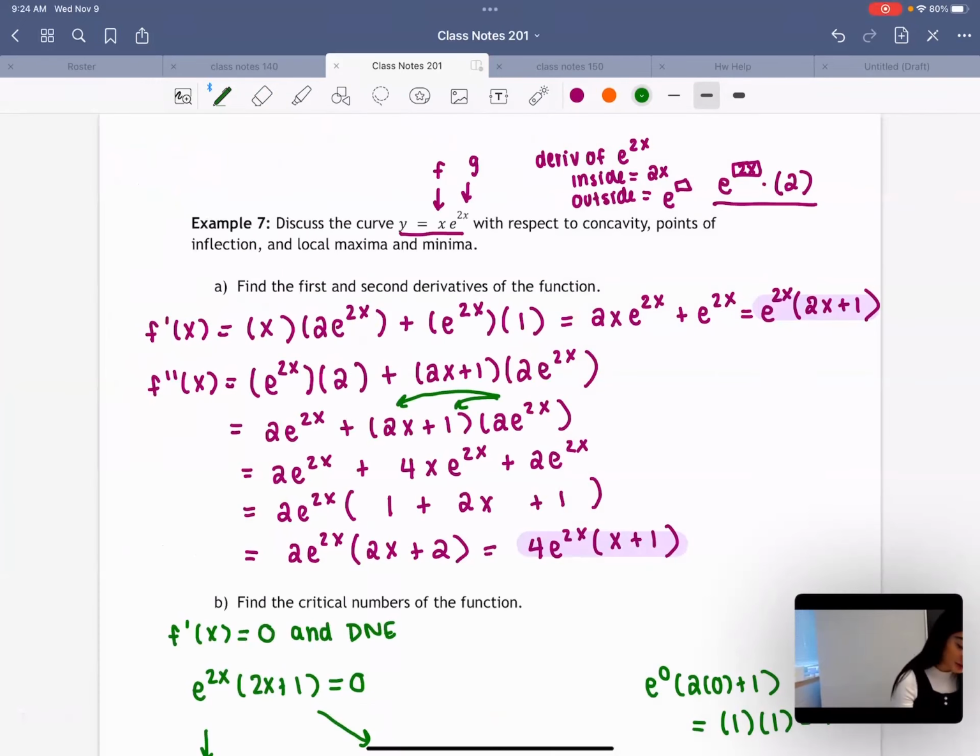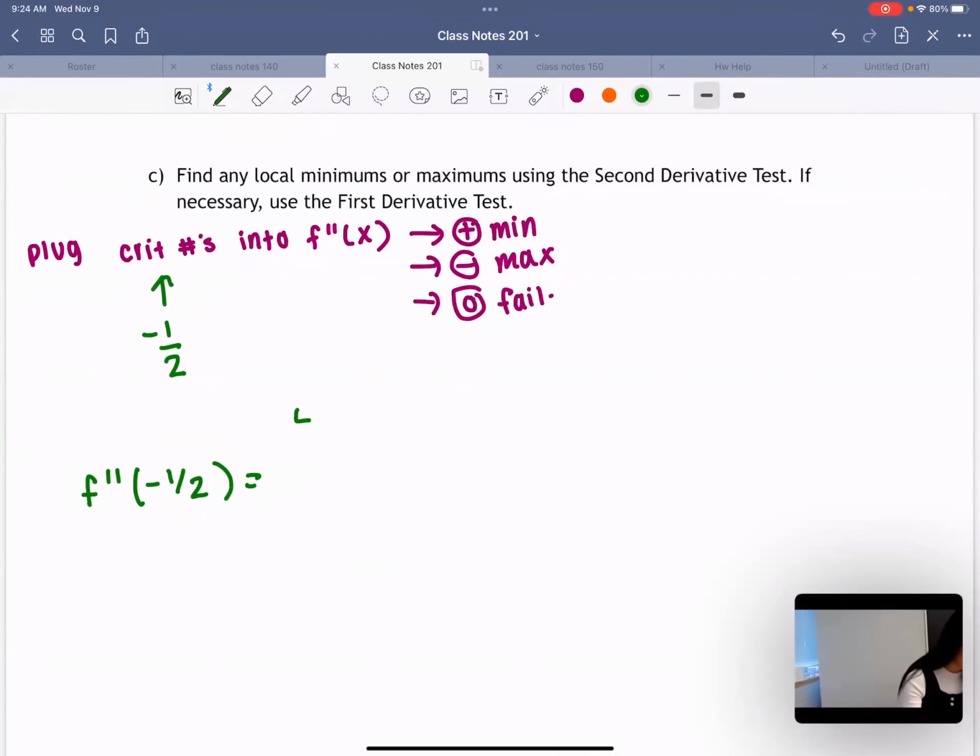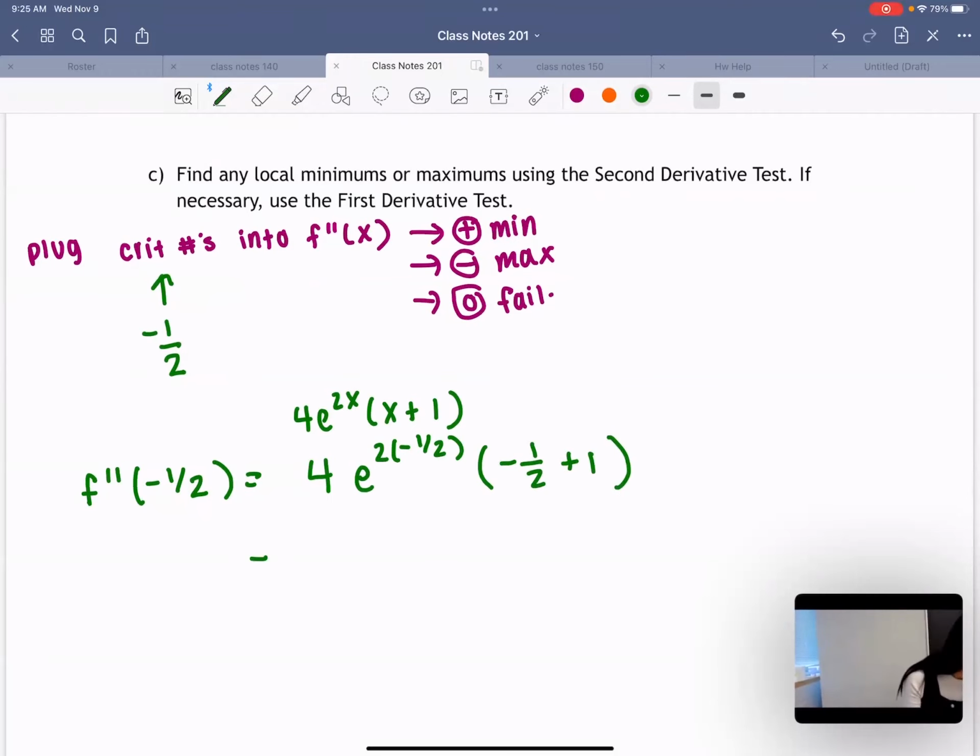All right, we're using the 4 e to the 2x times x plus 1. Is that the second derivative? Okay, good. We're on the right page. Thank you so much, because I would have continued on and then it would have been really bad. Okay, so plugging in -1/2, we get 4 times e to the 2 times -1/2 times -1/2 plus 1. Okay. Cleaning this up, we get 4 times e to the -1 times 1/2, which is about 2 e to the -1, I think.